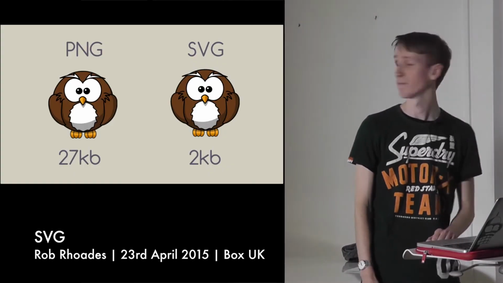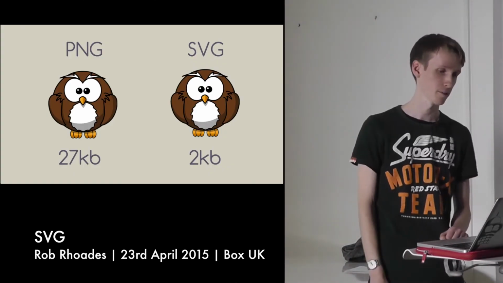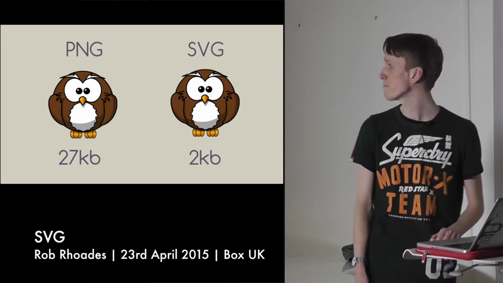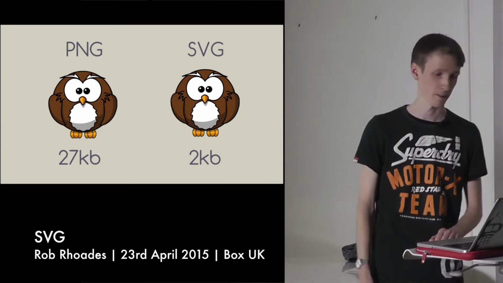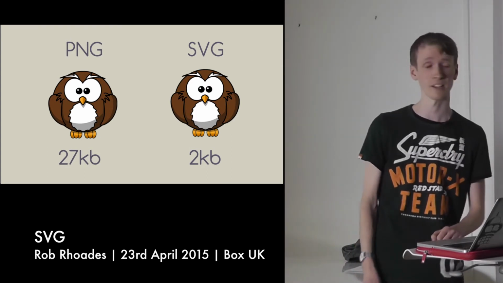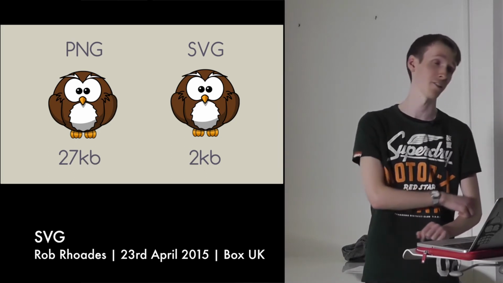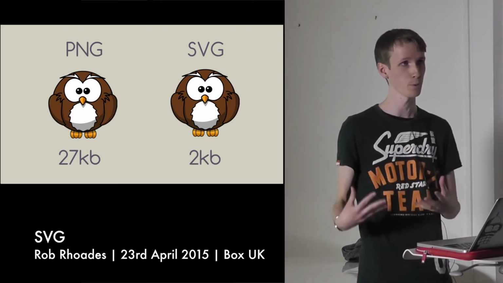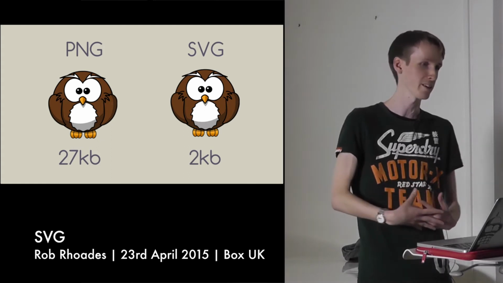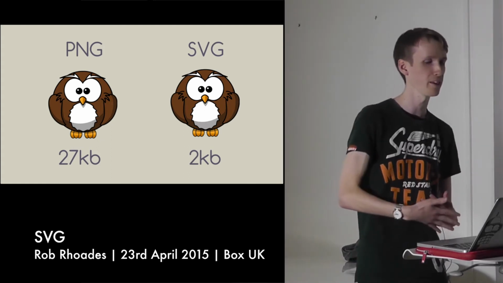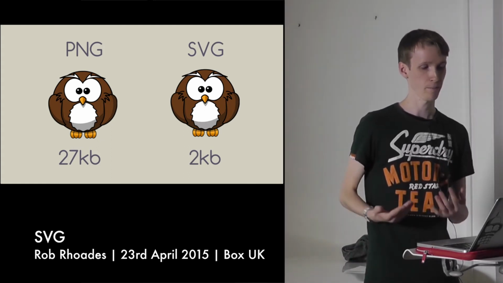And it's also tiny. Here are two owls. They're both exactly the same. As you can see, the PNG is 27 kilobytes, whereas the SVG is only 2. That's because it's all coordinates, so it's all text, and it will be compressed down and gzipped and all of that. So it ends up really, really small.